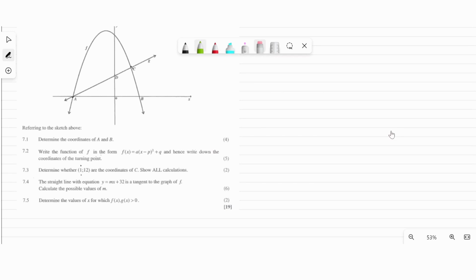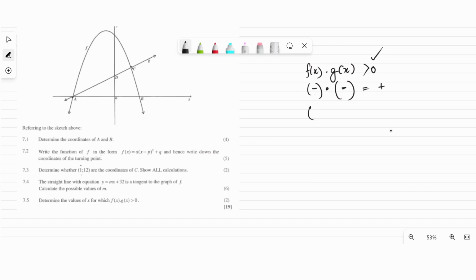So now moving to 7.5, it says determine the value of x for which f of x multiplied by g of x is greater than 0. What does it mean to be greater than 0? It means that when the two graphs multiply each other, you need to get a positive. If you have f of x multiplied by g of x, and it needs to be greater than 0, it means either the y-values of f of x are negative and the y-values of g of x are negative as well, because a negative multiplied by a negative is going to give you a positive. So this is going to be satisfied.